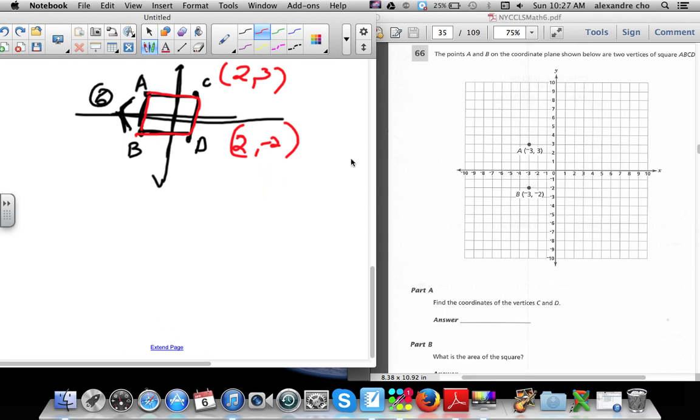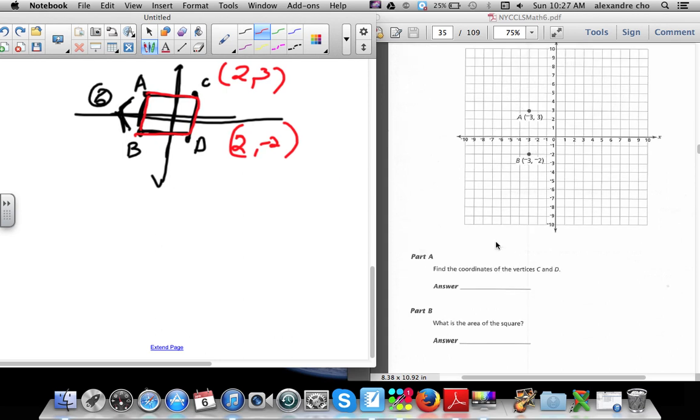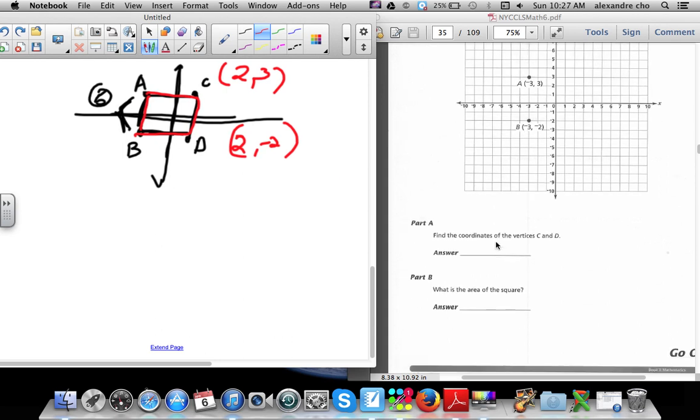Those would be the coordinates of my vertices, C and D. What's the area of the square? Well, you can just count all the squares inside, or simply 5 times 5, which is 25 units squared. Oh, and look at this question, it just says answer, so you have to actually write 25 units squared. Don't write just 25, okay?